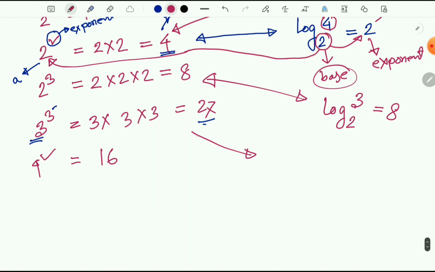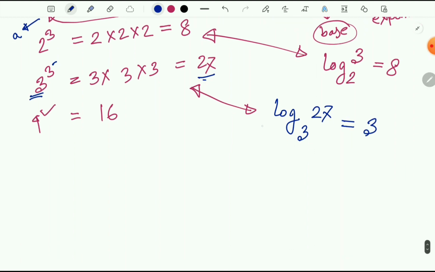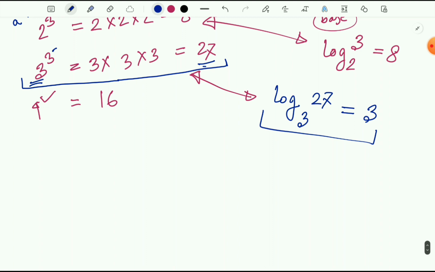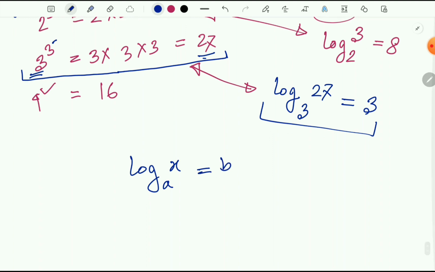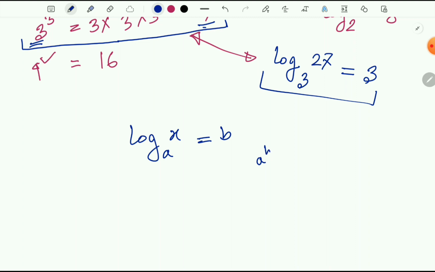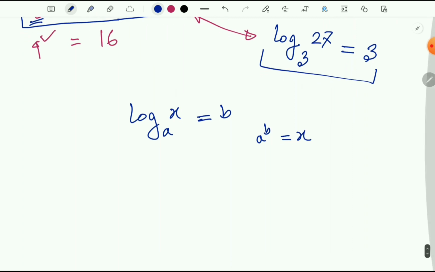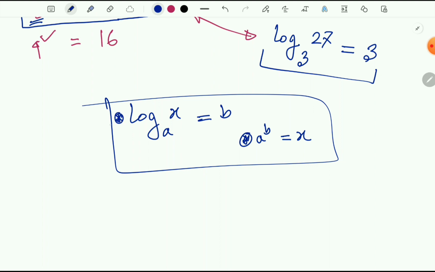How about in this case? In this case, the base has been changed, so here we can write log base 3, argument is 27 and exponent is 3. So this is the logarithm relationship, exactly the relationship we found from exponential. So now we can write as a common term log base a, argument x equal to b. So this means what power of a gives us x. So remember, these two relationships are very important.